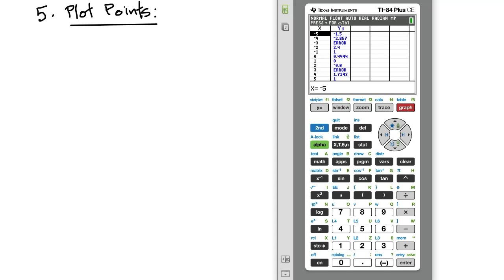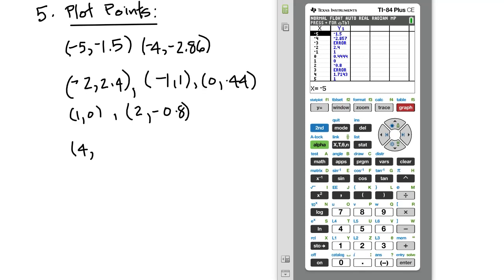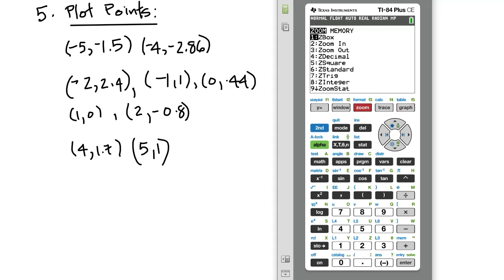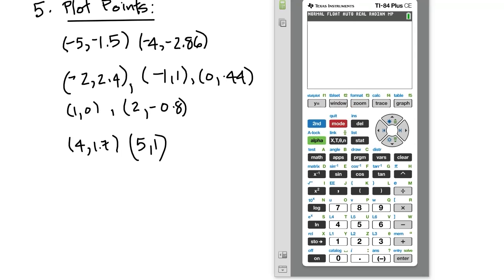So negative 5 and negative 1.5 is a point. So now at this point I can start writing down some points from my calculator. Negative 5, negative 1.5, and then I would have negative 4, negative 2.857. I'm just going to round that off. I continue to write down the points till I have as many points as I think that I need to graph my function. And of course, I have a calculator, so I can just go ahead and use the calculator to do the graph. So this will give me an indication of what the graph should look like.